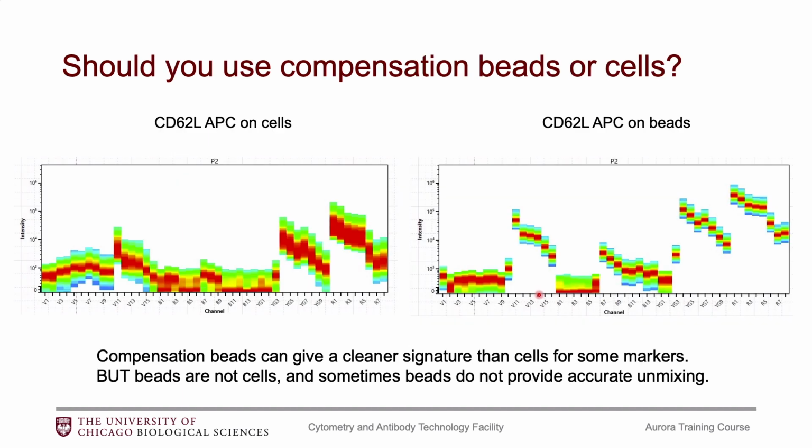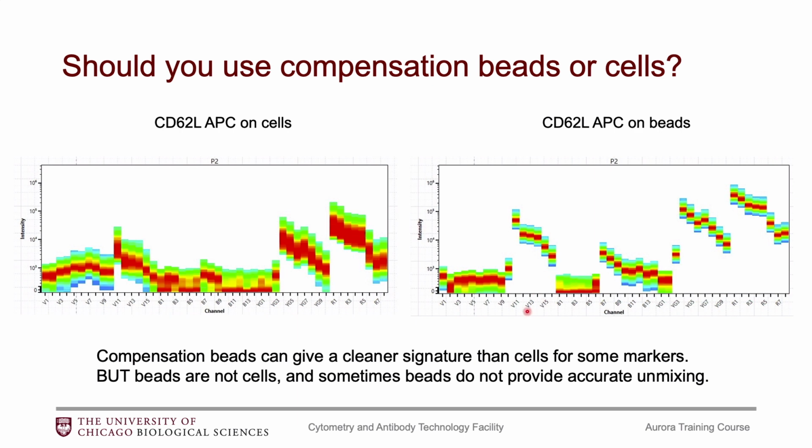Now, the topic of compensation beads versus cells. Because a lot of people hear about these rules for reference controls and think, that's going to be hard to do on cells. I might as well just use compensation beads and those should work really great. Unfortunately, that is not the case. And in some cases, compensation beads are quite challenging.